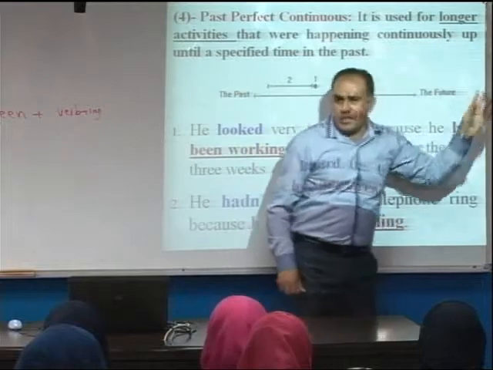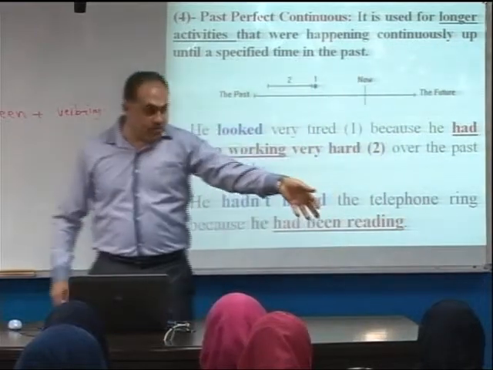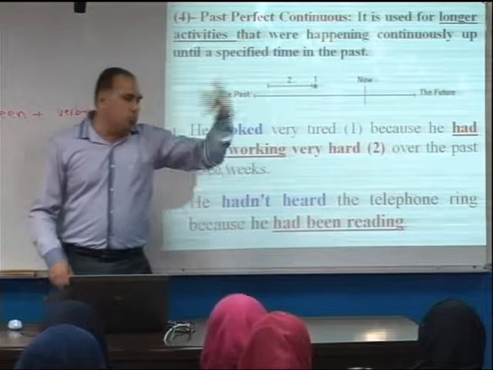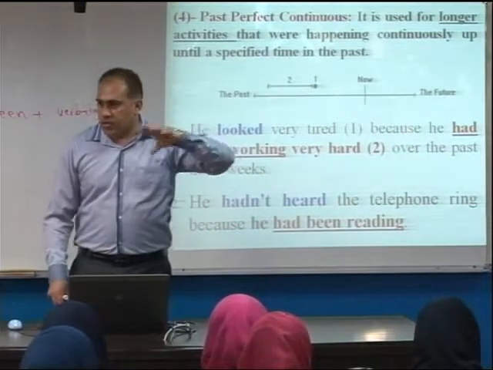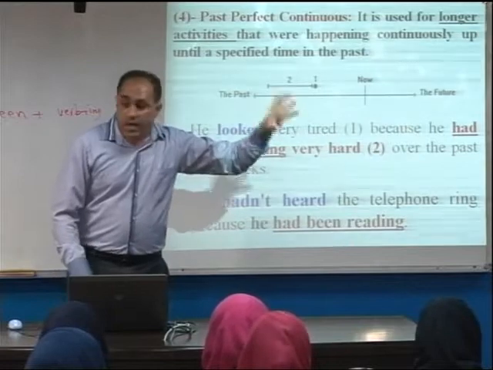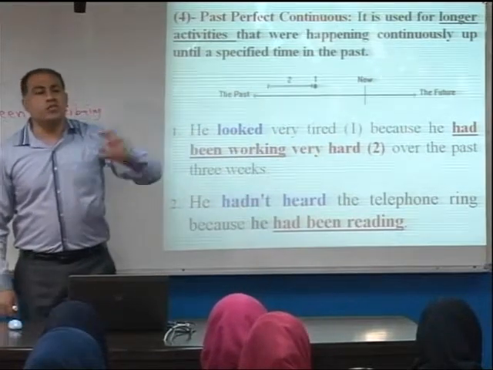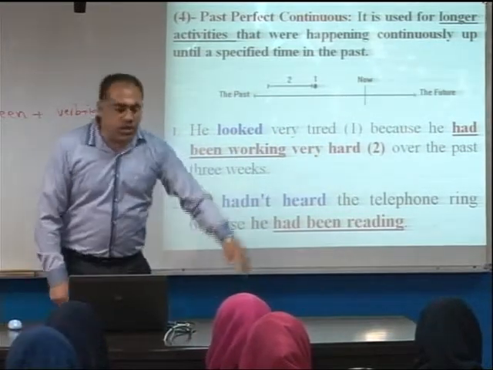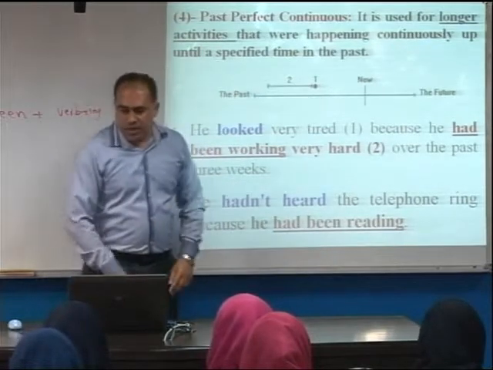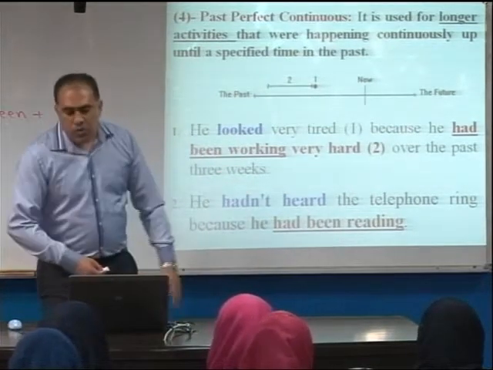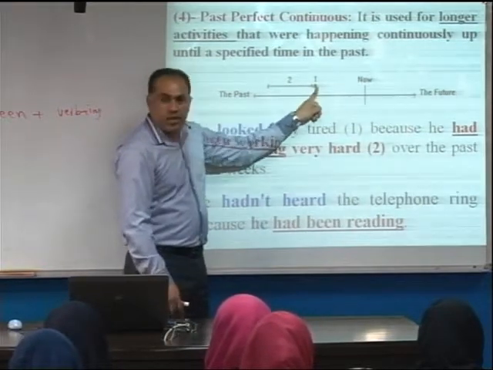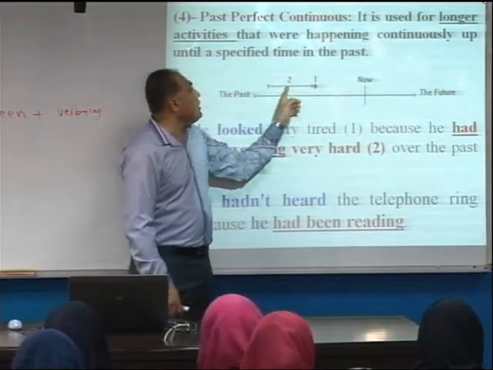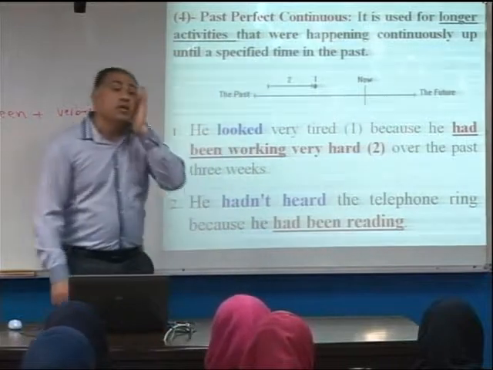The duration, that it took longer than thought or something like that. So I am focusing on the time length, that it is a longer activity. So it is used for longer activities, activities that were happening continuously up until a specific time in the past. So number 2 is the past perfect continuous.